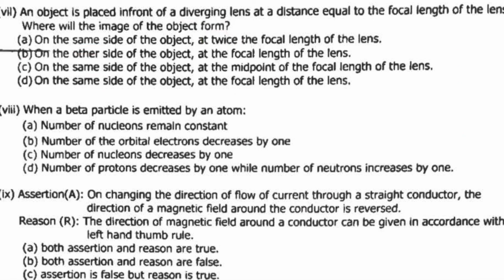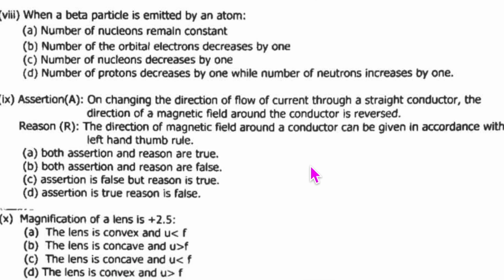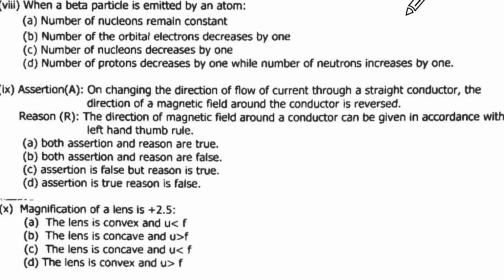Then we come to this, which is easy. A beta particle is emitted. What happens when a beta particle is emitted? Your X with A and Z becomes Y with A and Z plus 1, plus a beta particle, correct? This is how it looks. The number of nucleons remains the same, meaning A remains the same, correct?